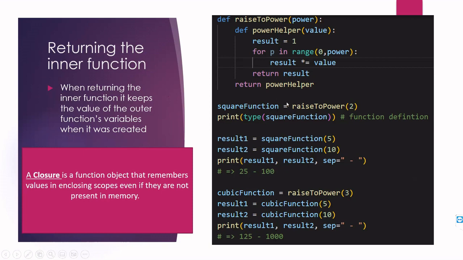Look at this equal sign. When we call the function with round parentheses, we are calling it for execution. So when we say square function equals raise to power, this is a call for execution. What returns from the function will be assigned to the square function. So raise to power will be executed, and internally it defines a function object with an address in the memory.